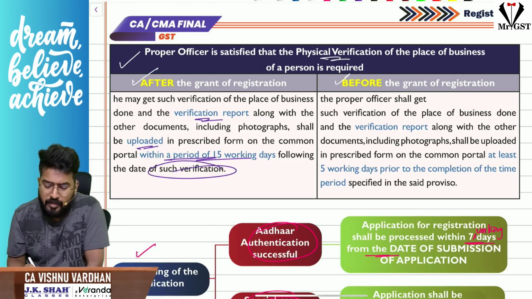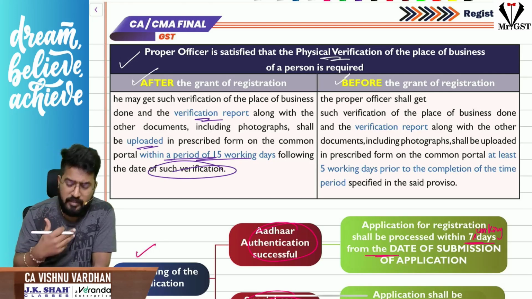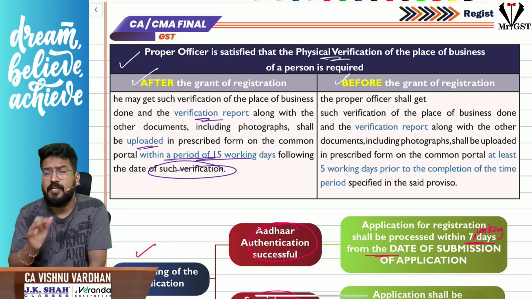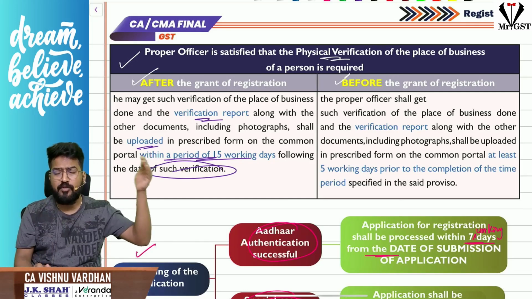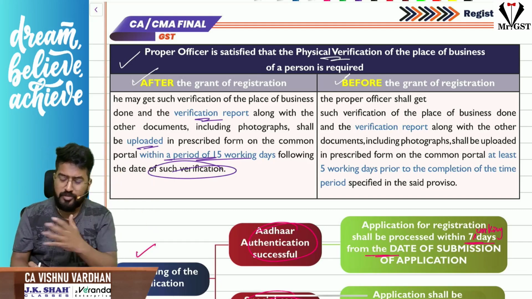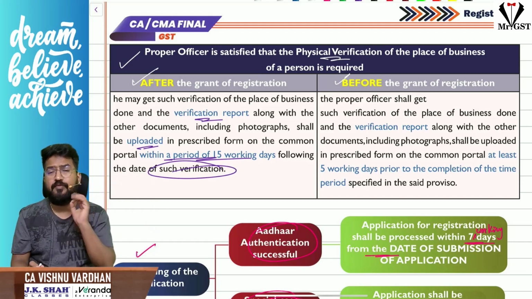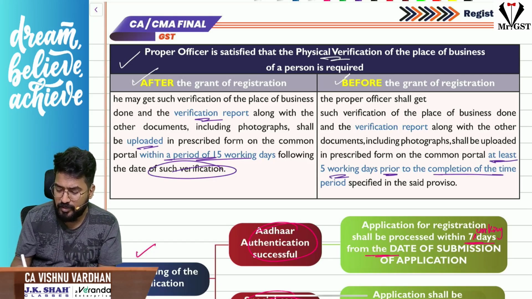Okay. Now, sir, before the grant of registration, that means your application has to be verified, correct? So other physical verification is being done, sir. Somebody will come and do the physical verification, and they will upload a report to the other officer. That officer will process the application fully and grant you the registration certificate. So whoever is coming for the physical verification should complete it at least 5 working days prior to the completion of the time limit.